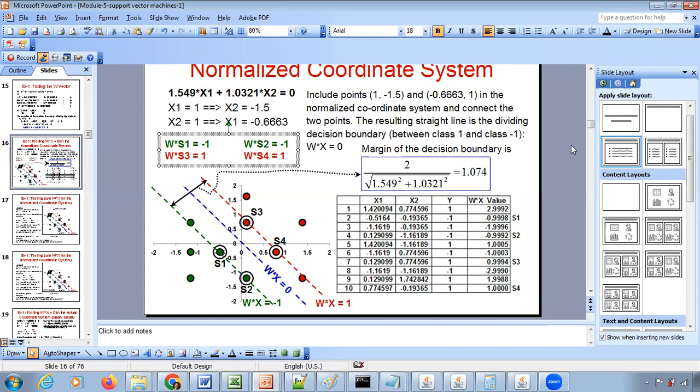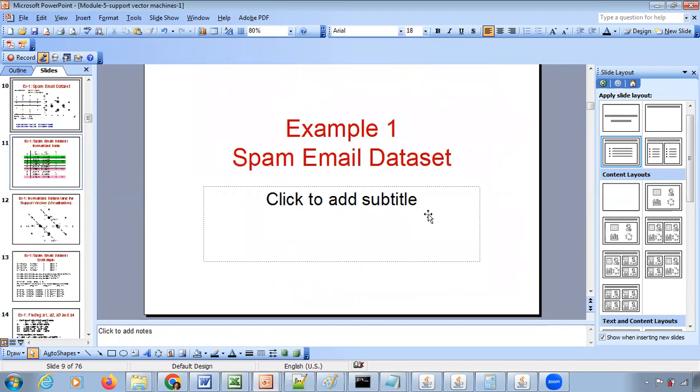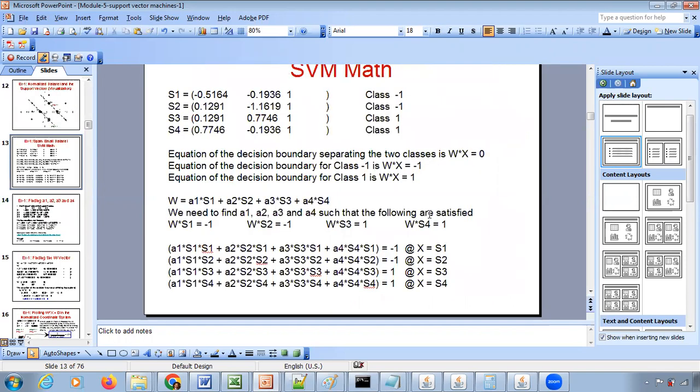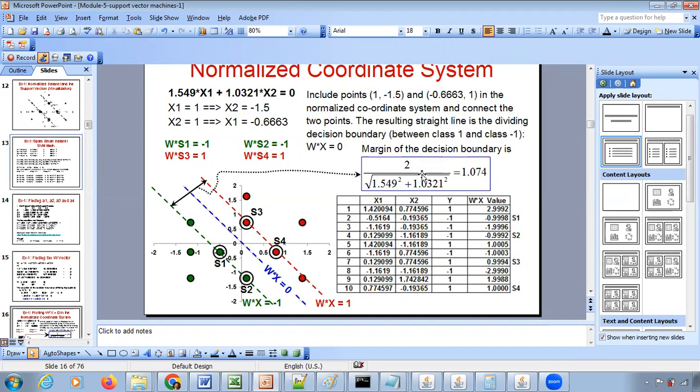And then we can find what is the margin of this decision boundary. Okay, so remember the margin I said previously is 2 divided by the square root of theta 1 square plus theta 2 square up to theta n square. Here we have only 2 parameters, theta 1, theta 2, which are 1.549 and 1.0321. So square them up, add them up, take a square root. It's going to be 1.074.